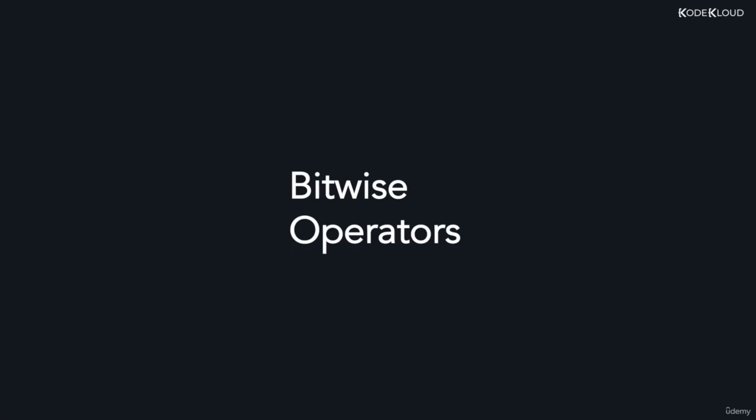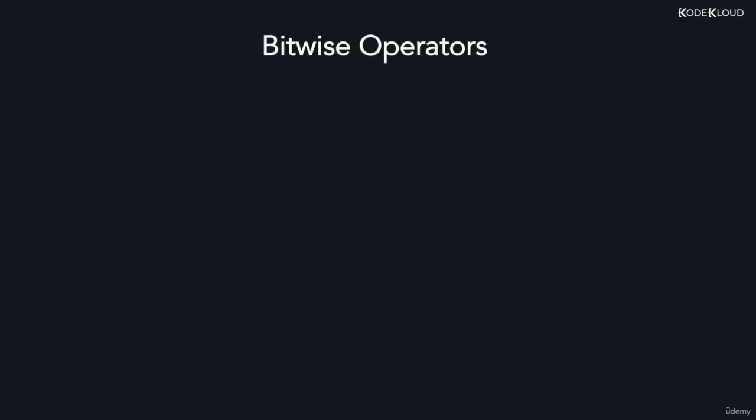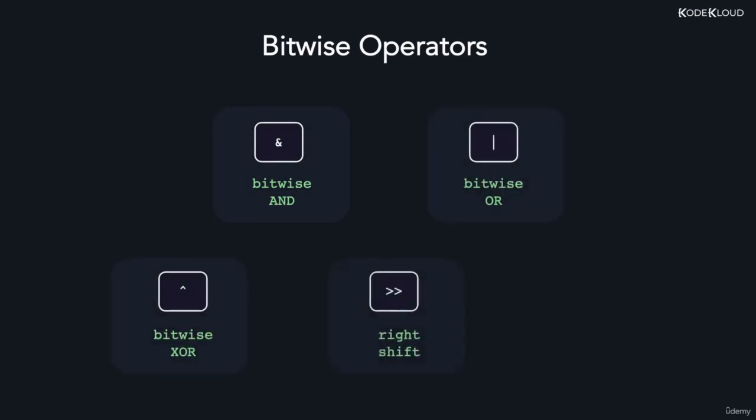So bitwise operators are a bit different from the other operators, and we will be learning about them in this video. Bitwise operators work at bit level or perform bit by bit operations. We have the following bitwise operators in Golang: bitwise AND, bitwise OR, bitwise XOR, right shift, and left shift. Let's learn about these operators with some examples.